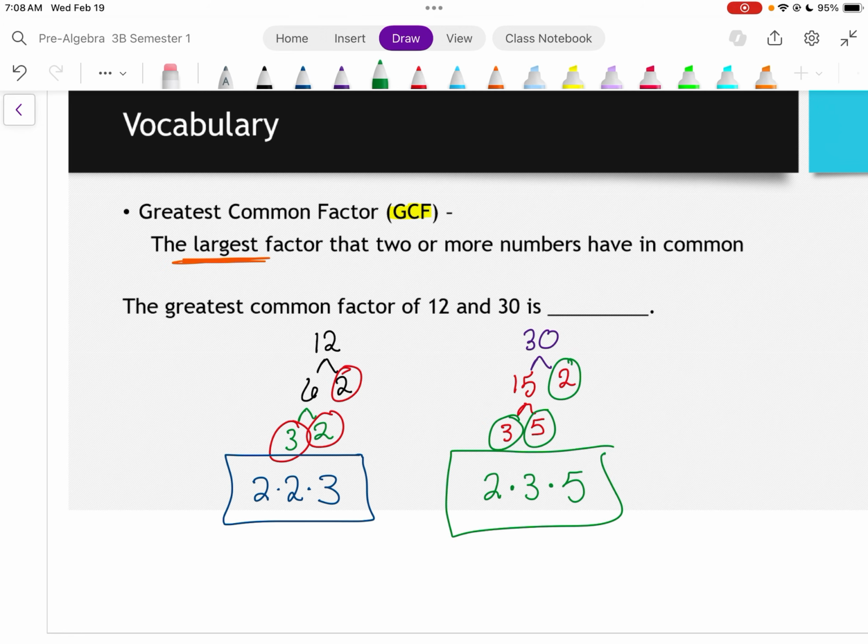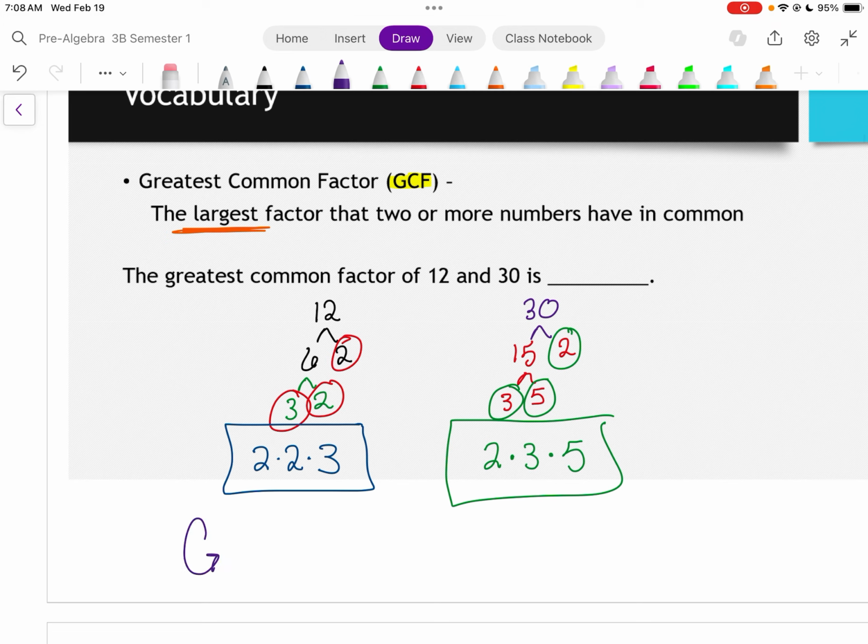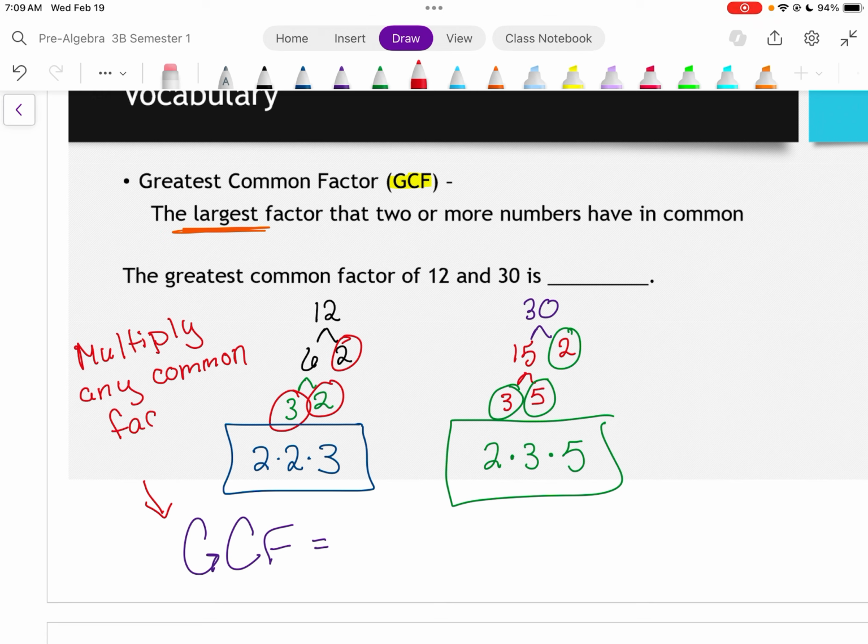This is where the GCF comes in. So the GCF is the greatest common factor. To get that, you are going to multiply any common factors. So we made a list, and if we look between the list, there is a common factor of a 2, and there's a common factor of a 3. So that means we are going to take 2 times 3 to get our answer.